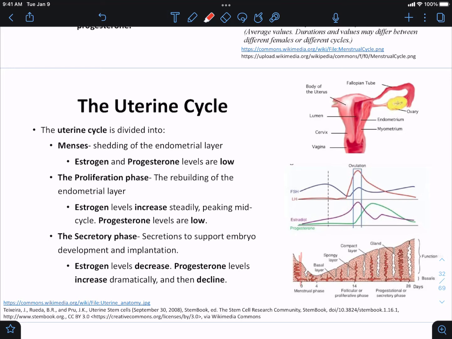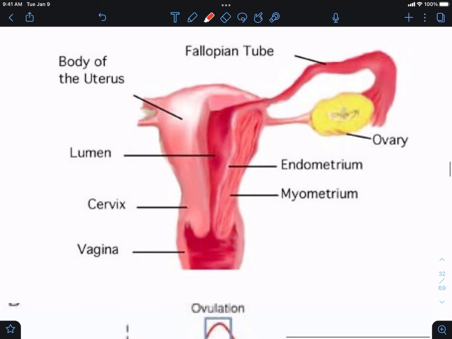Anyway, day 0 right here is when, well, let's actually go back up here and look at this lovely little uterus diagram and talk about the different layers of the uterus.